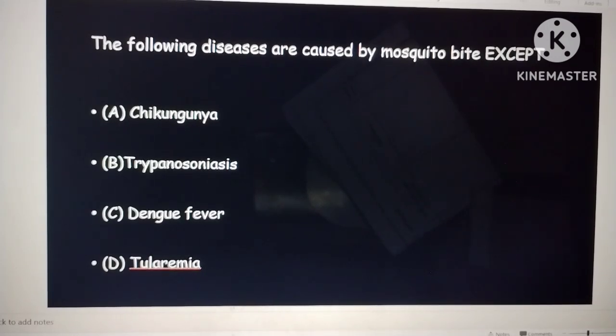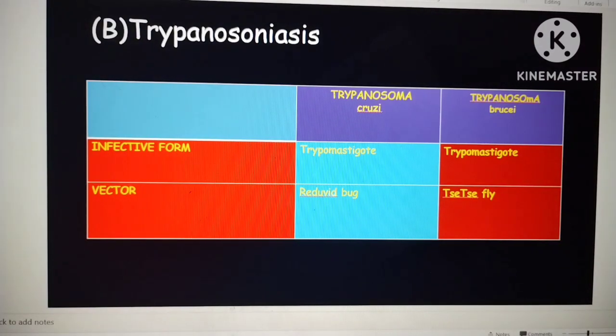So the first question is: the following diseases are caused by mosquito bite except chikungunya, trypanosomiasis, dengue fever and tularemia. The correct option is trypanosomiasis, because it has two types: one is cruzi, another is brucei. Whereas cruzi is transmitted by the reduviid bug, and Trypanosoma brucei is transmitted by the tsetse fly.